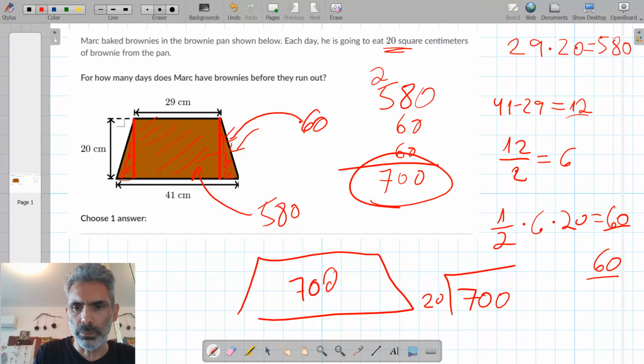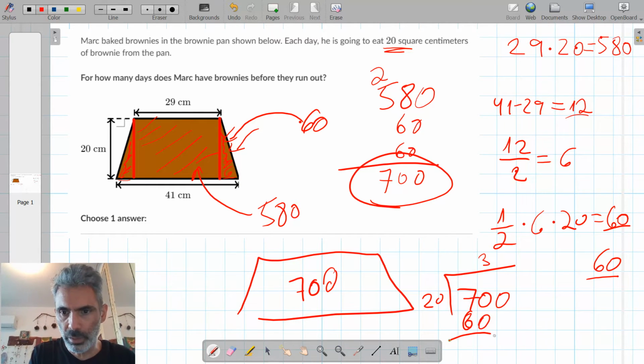So 700 divided by 20 is 35. 20 goes into 70 3 times. 3 times 20 is 60. Subtract, we are left with 10. Bring down the 0. 20 goes into 100 5 times. So the answer is 35 days.